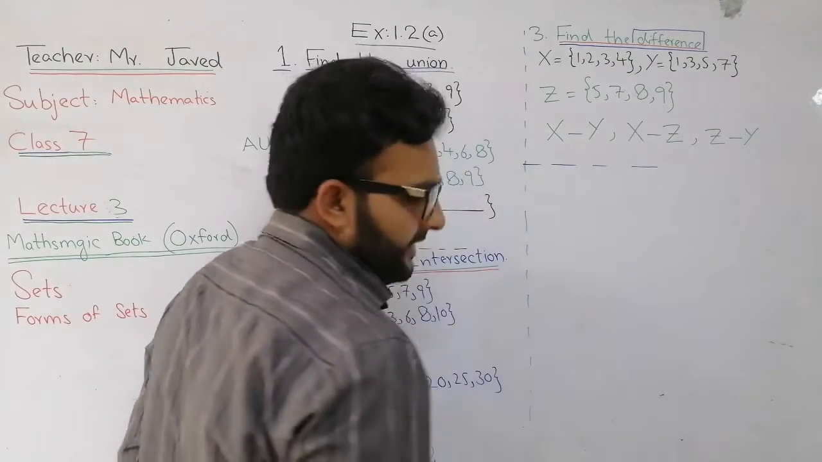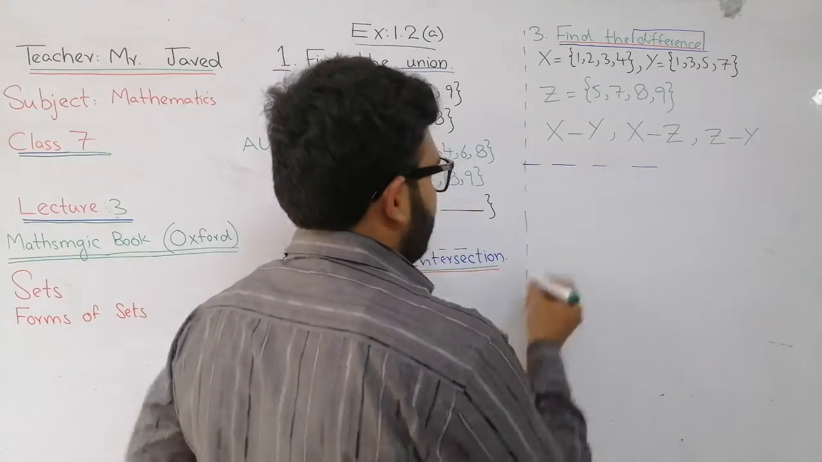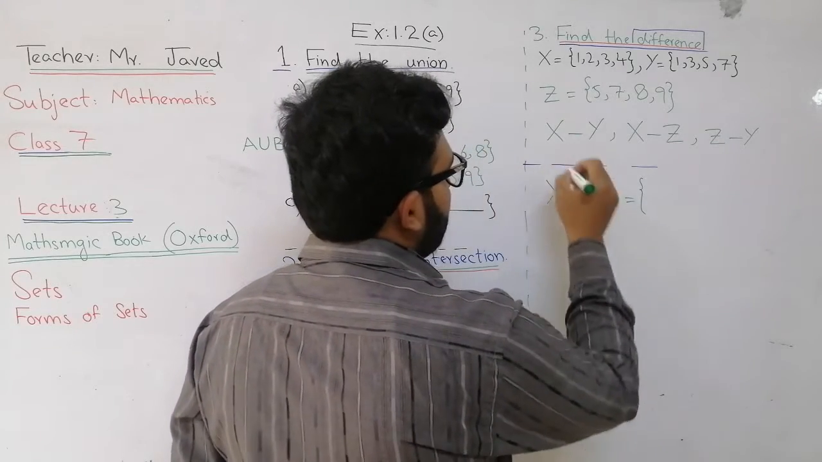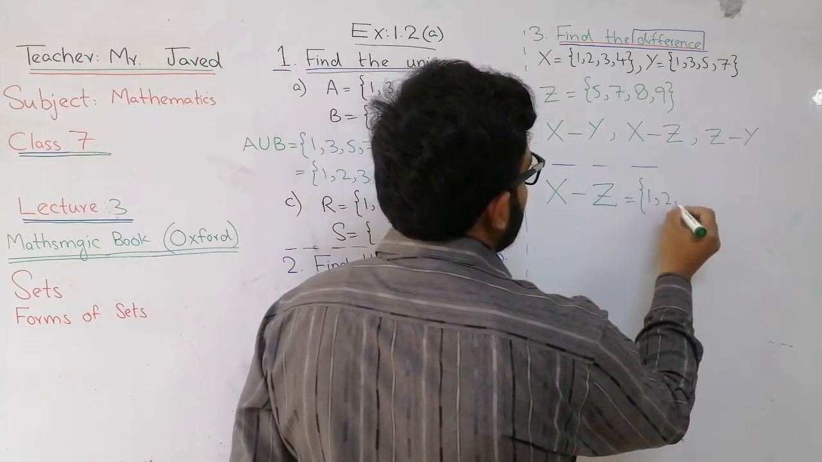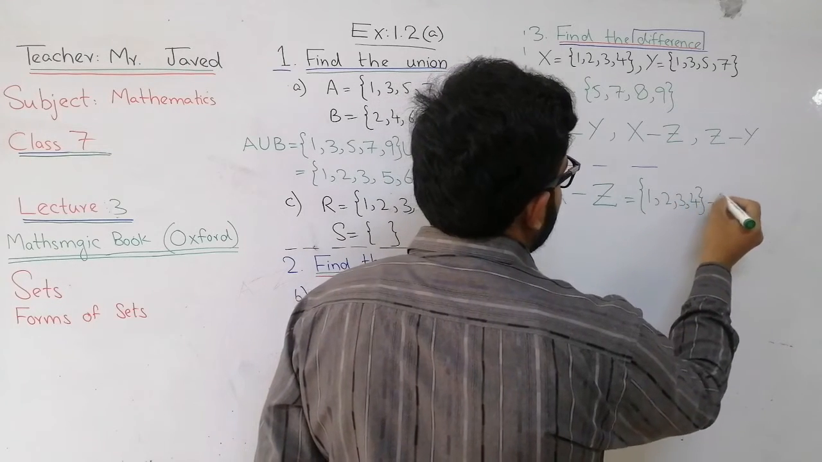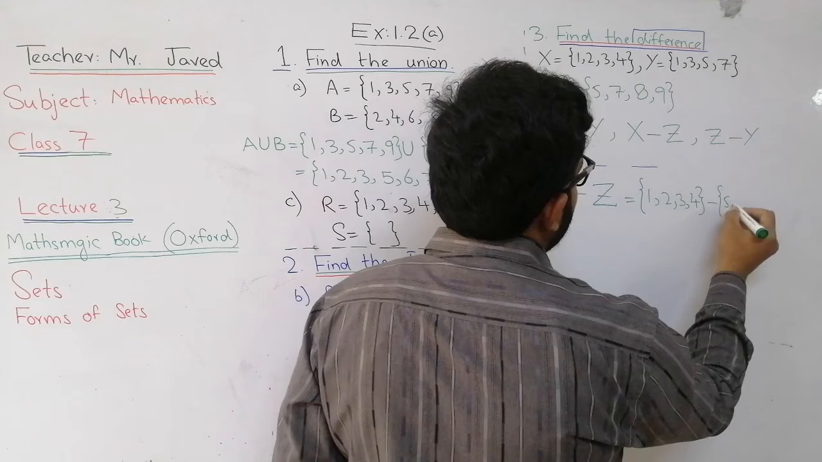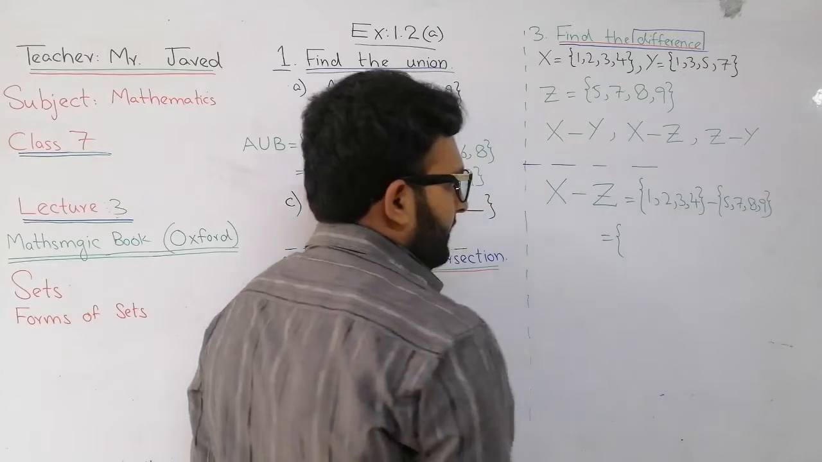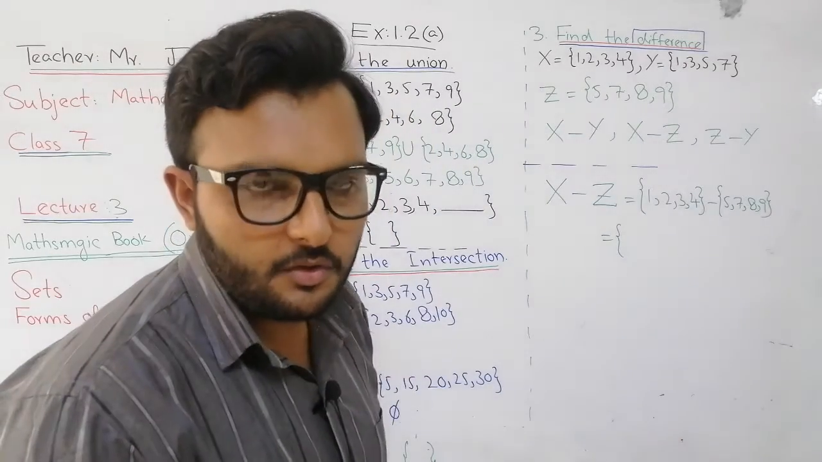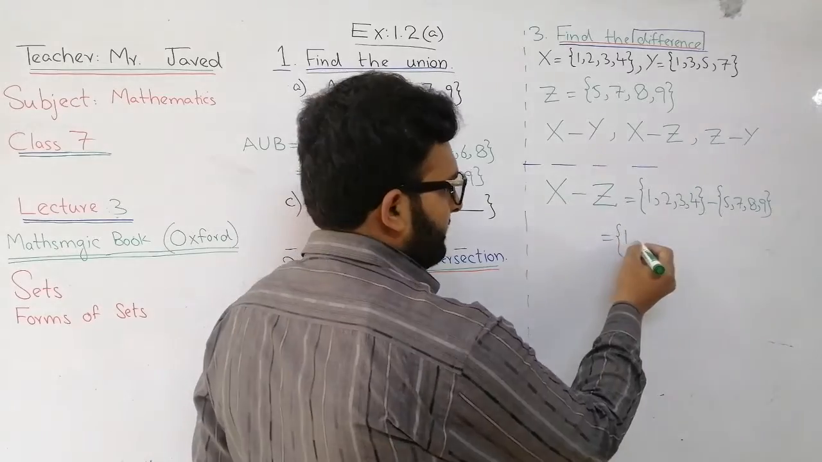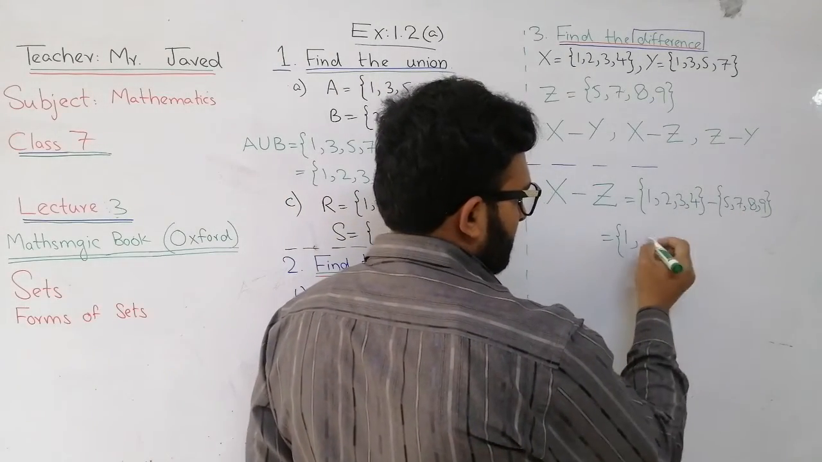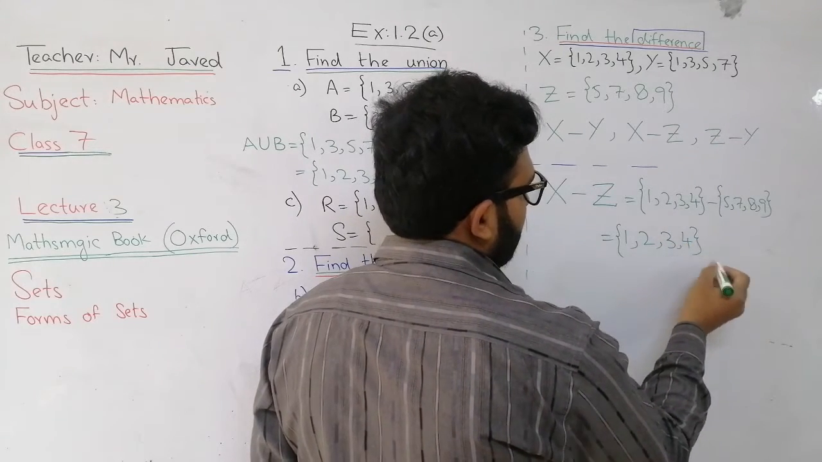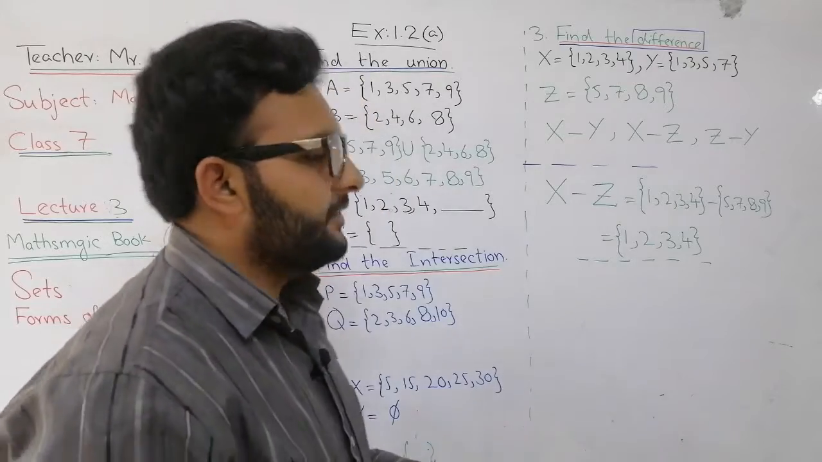The first is done. The next is X minus Z. So first of all, X is 1, 2, 3 and 4, minus Z, which is 5, 7, 8, 9. Okay, will we write 1 or not? Think, all of you. Yes, we will write 1 because 1 is not here. 2, yes, because 2 is not here. 3, yes. 4 also yes. Okay, so I hope you people understand these three things.